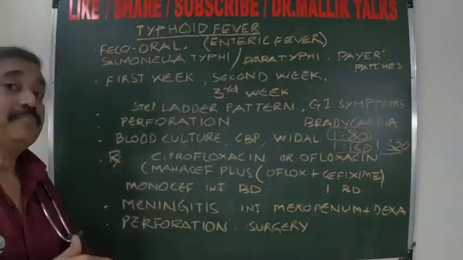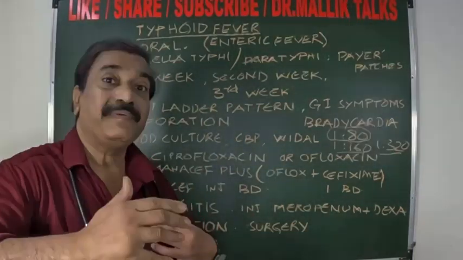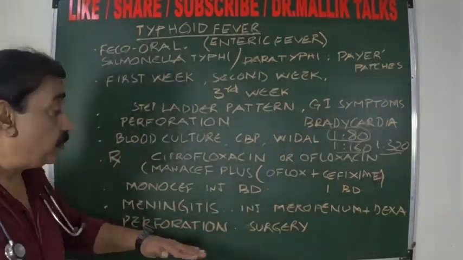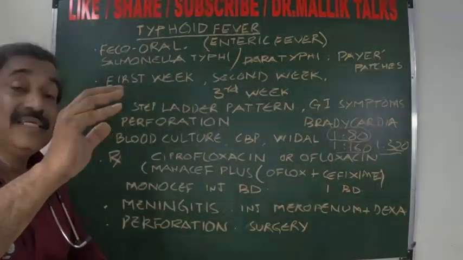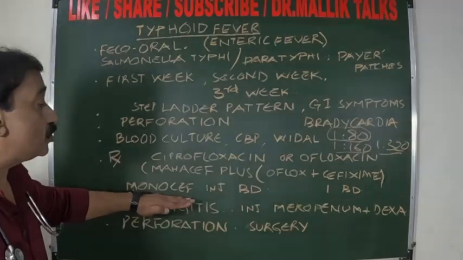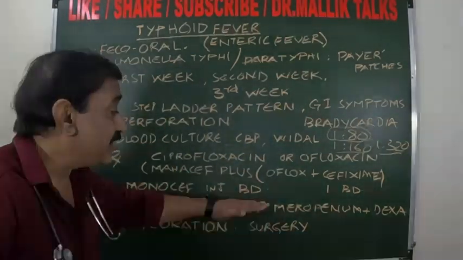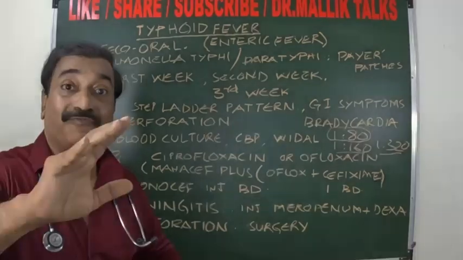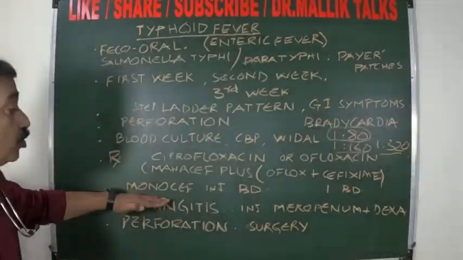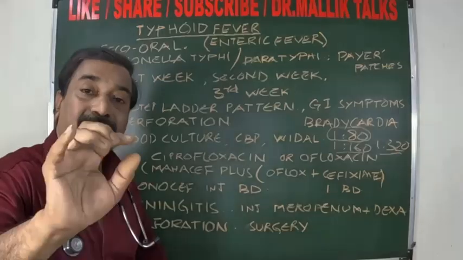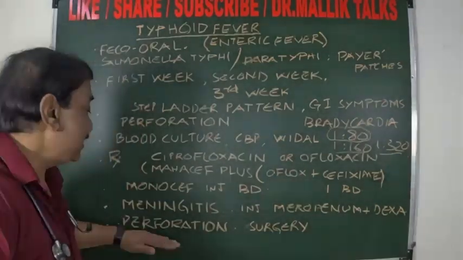If the patient is not recovering, or is having vomitings, then you have to give injection Monocef, that is ceftriaxone, intravenously morning and evening for a period of 5 to 7 days. Injection Monocef, ceftriaxone, morning and evening for at least 7 days.